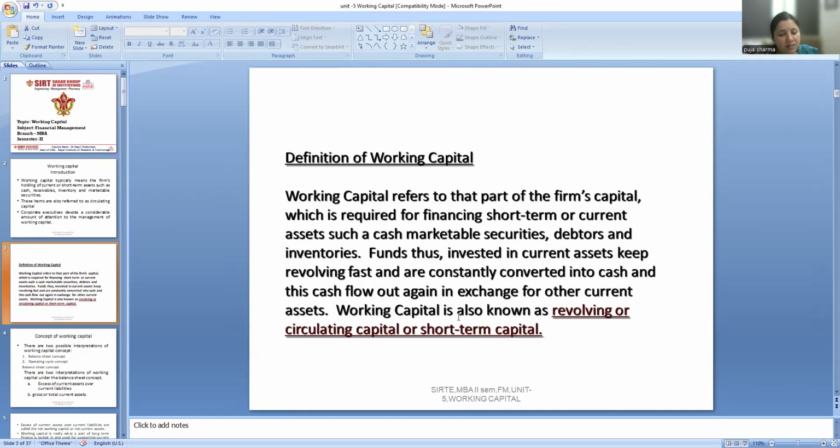As I told you, this type of capital is used for paying the regular expenses, like paying the creditors, paying the labor, the material, and the rent. These kinds of expenses are met by the working capital.